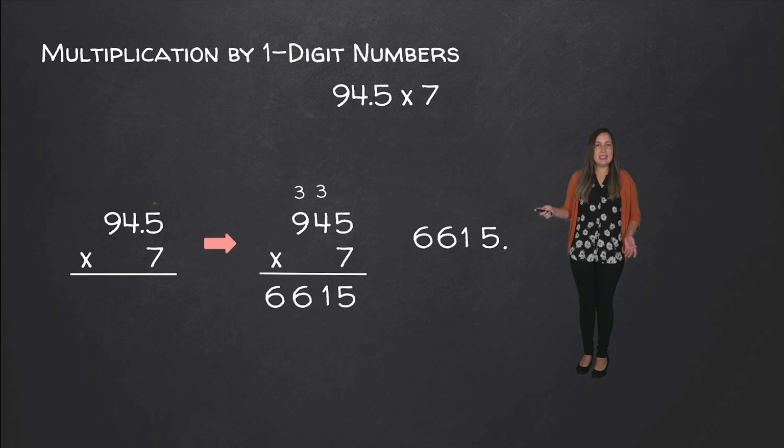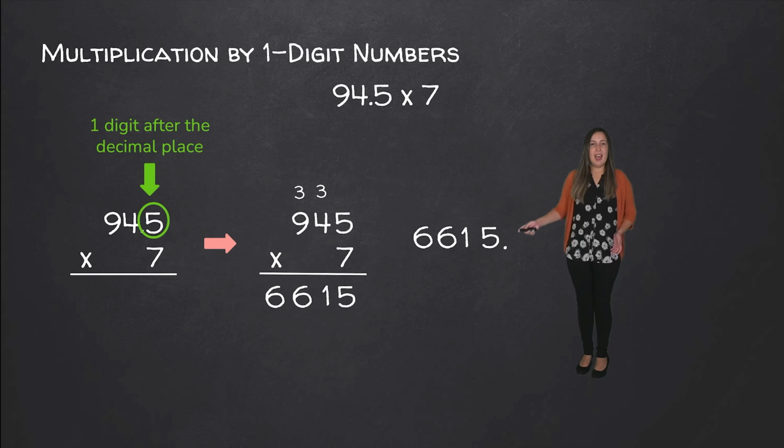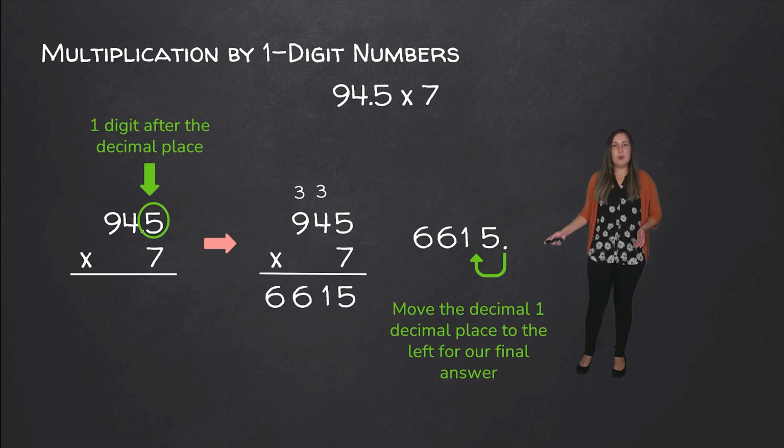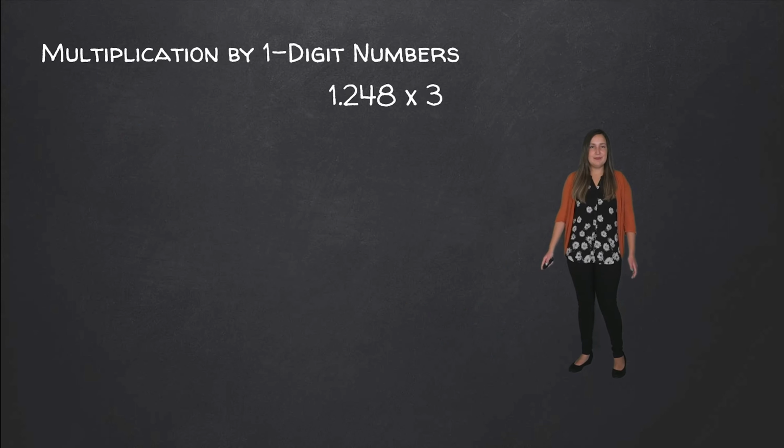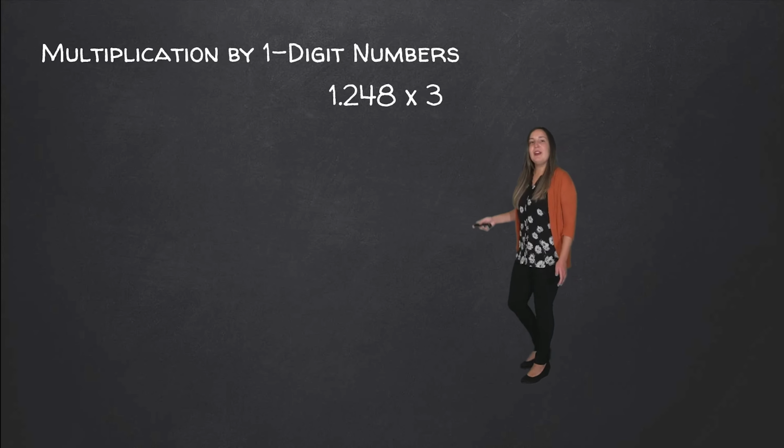Let's take that number, add a decimal point at the very end of it, go back to our original problem where we can see that there's only one number after our decimal point. And then that means we're going to take this decimal point and move it 1 decimal value to the left for our final answer. And so that means that 94 5/10 times 7 is equal to 661 5/10. So let's do our final example here.